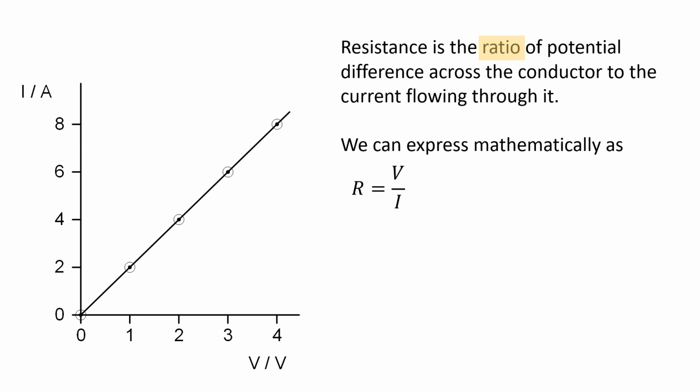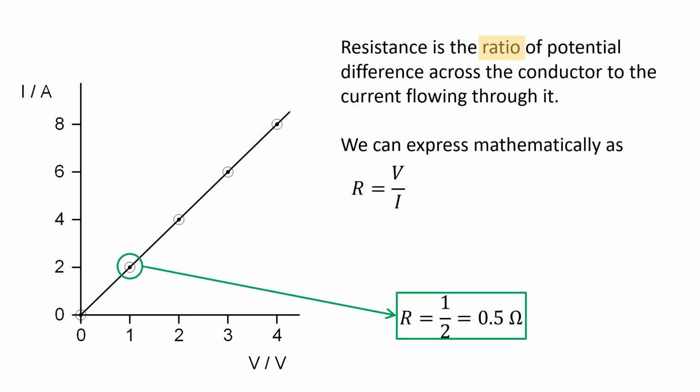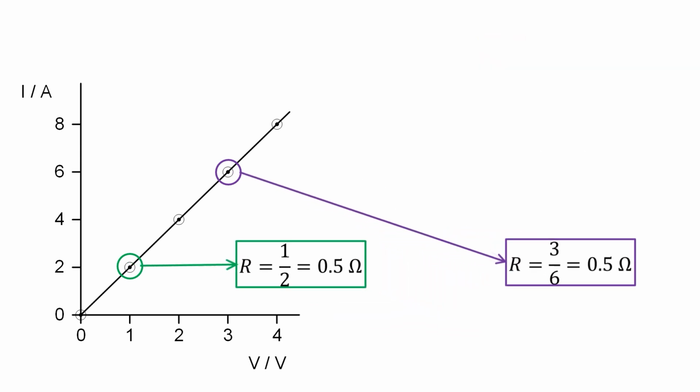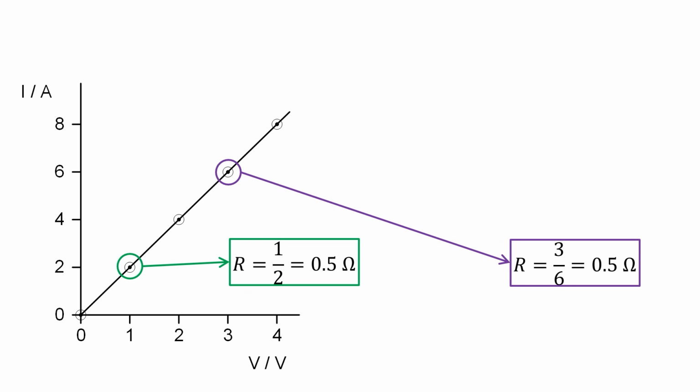When V is 1 volt and I is 2 amperes, R can be found by dividing 1 volt by 2 amperes, which gives 0.5 ohms. When V is 3 volts and I is 6 amperes, R is calculated by dividing 3 volts by 6 amperes, which also gives 0.5 ohms.